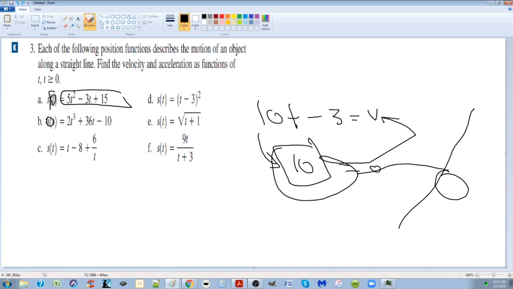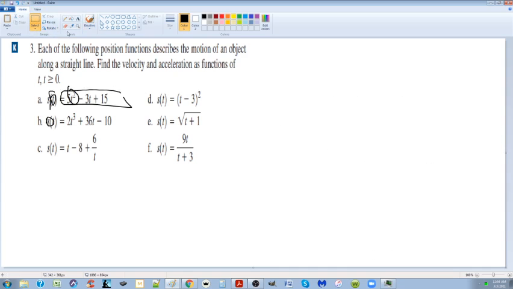Always recognize your graphs. So you'll notice whenever we have a square, this is going to be the scenario. Whenever your distance is a parabola, your velocity is going to be a line, and your acceleration is going to be a constant. Good little tip, that one.